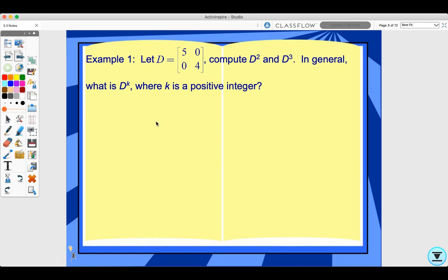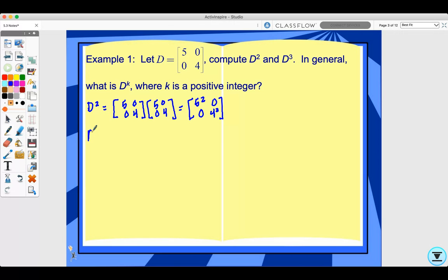So example 1, let D be 5, 0, 0, 4. Compute D squared and D cubed. In general, what is D to the k, where k is a positive integer? So let's first do D squared. D squared would be both of these multiplied together. And I would end up getting 5 squared, 0, 0, 4 squared.